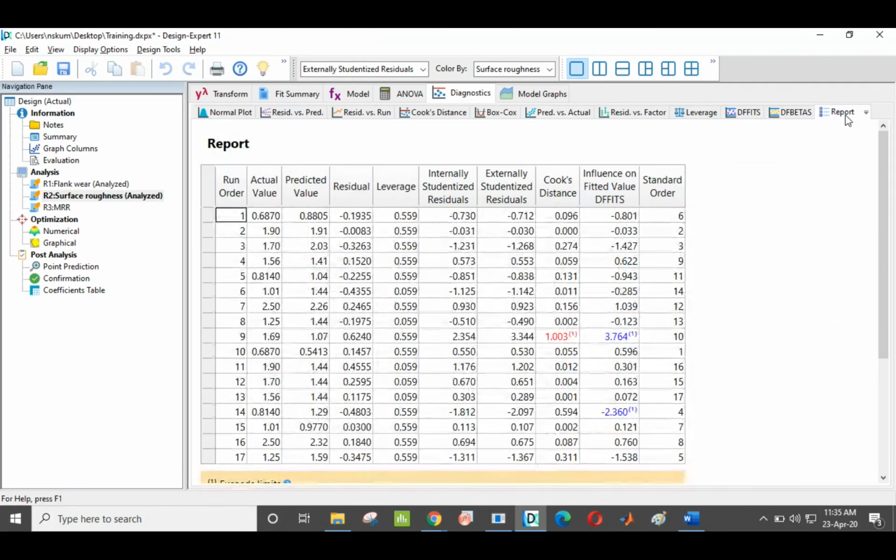In the report also we can see it. Here the actual value is 0.68, but we see 0.88. The third one is 1.70, but we have 2.03. Yes, a vast difference is there. So the 9th is our case. Here you can see it is represented in red color. For 9, the actual value is 1.69, but the predicted value is 1.07. So a maximum residual is obtained at that point. So repeat experiment number 9, enter the new values, and analyze again.